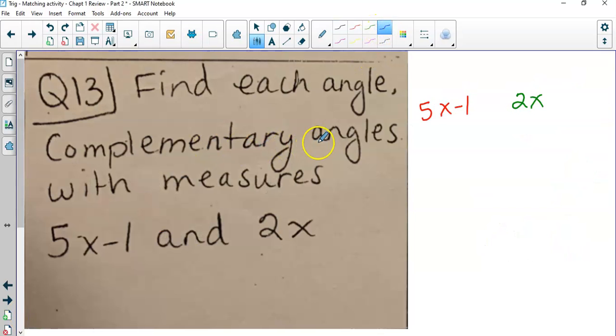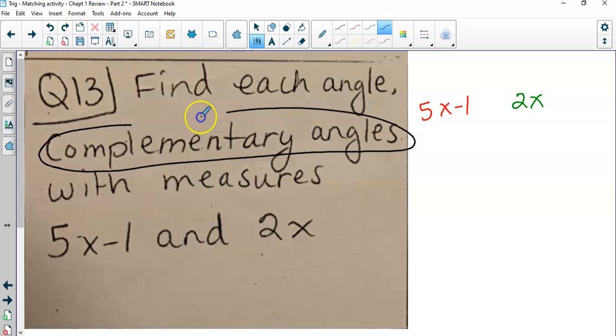This question is asking you to find complementary angles with these two given measures. So remember, complementary would be 90. So I just set them equal to each other, and I'm going to solve. So 5 plus 2 is 7x. I bring down the minus 1. I'm going to add 1 to both sides.